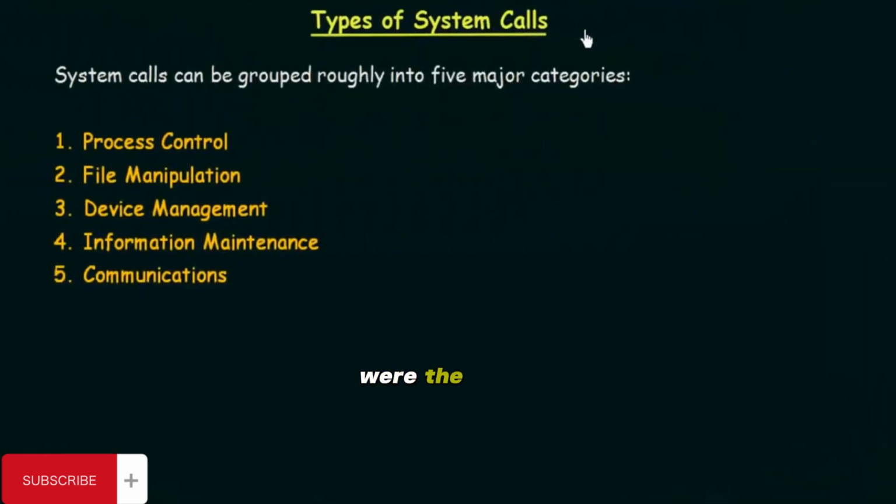All right, so those were the major 5 categories of system calls that we have. Let's just have a recap of them. Process control, file manipulation, device management, information maintenance, and communications. These are the 5 major categories into which you can group your system calls.